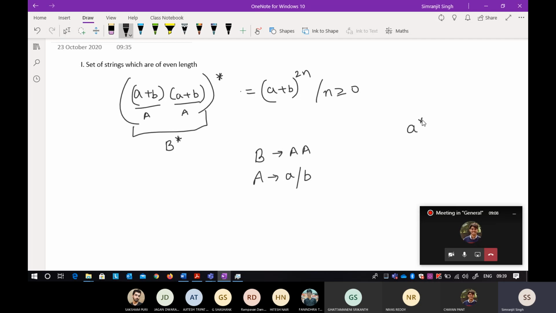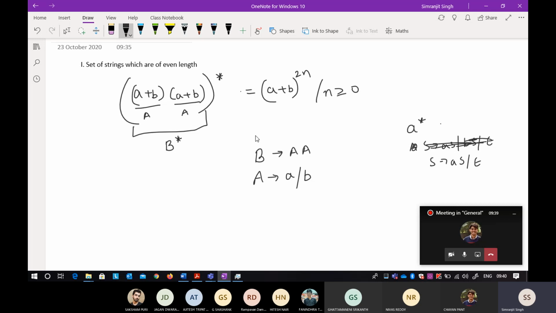If you remember A star, what will you do? S tends to aS, and then a lambda. In a similar way for this one, you can go like this, it is B star. So it means that I only want, oh sorry for that, I think it was only S tends to aS, and then there is an epsilon. Okay, so in this one, if you consider this whole variable as B, now it means that B contains AA. Now it is raised to the power of star.